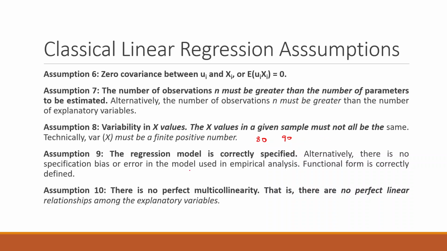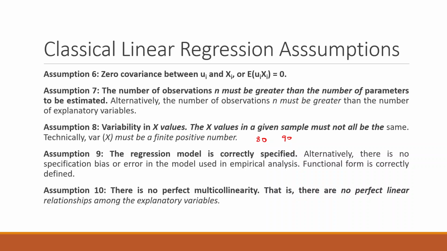Assumption 9, the regression model is correctly specified. It means that, for example, the phenomenon is a quadratic phenomenon, and we are trying to measure it by using a linear relationship. This is not correct, and therefore the regression model should be correctly specified.